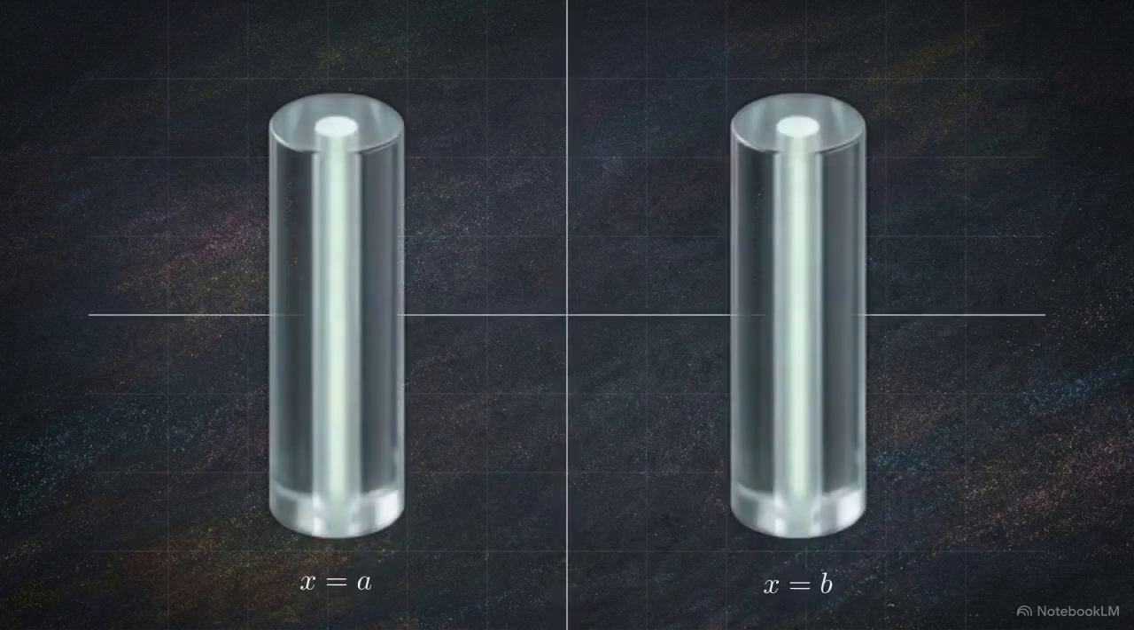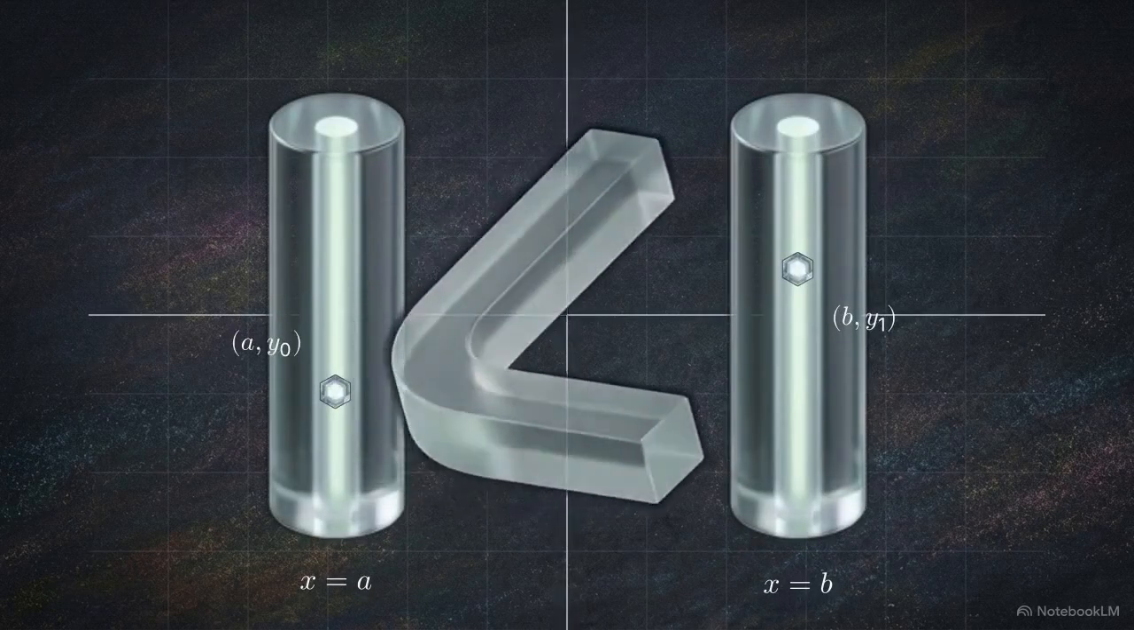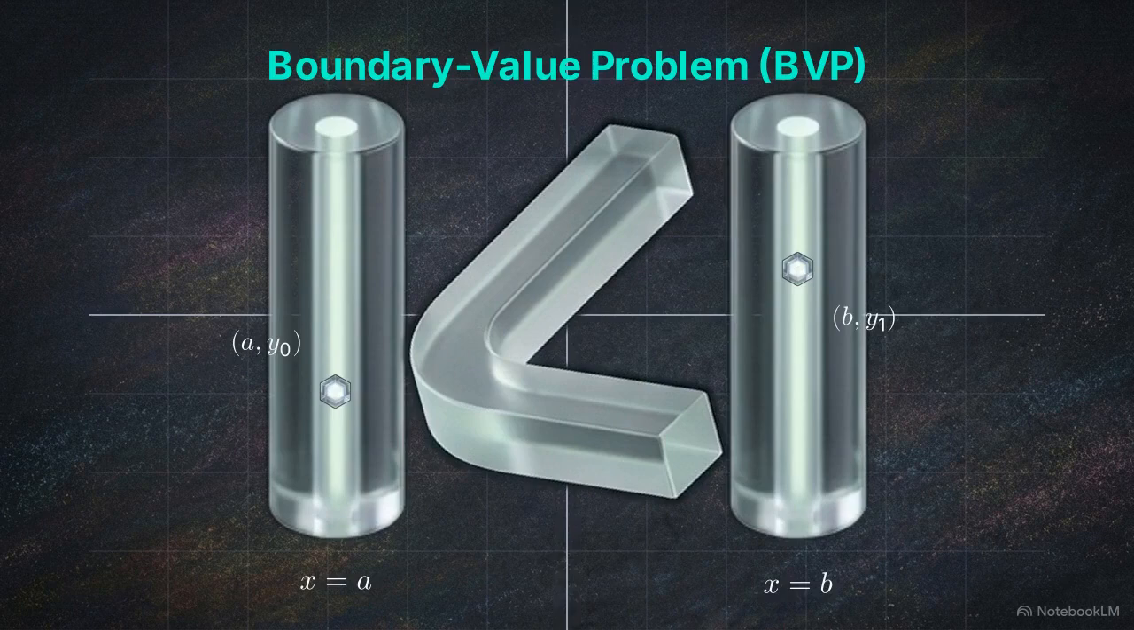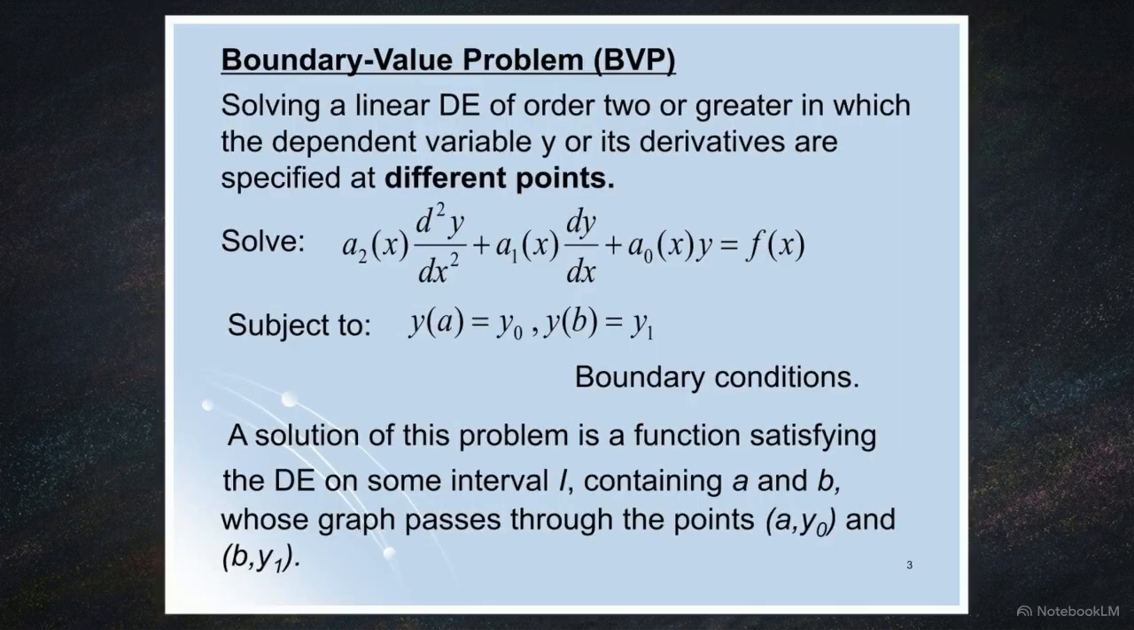Alternatively, some systems are defined by multiple physical constraints. This is a boundary value problem, or BVP. Here, the dependent variable y is specified at two different points, marked as A and B. A BVP is a set of conditions that specify how a solution must behave at the boundaries of its domain.